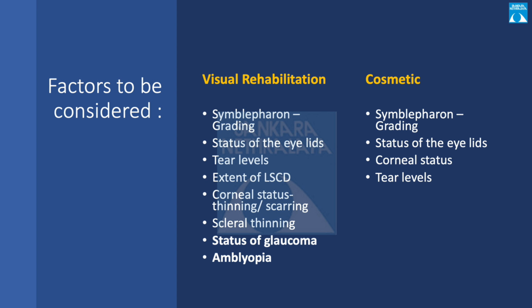Next, if we are dealing with a cosmetic intervention, in addition to knowing the grading of symblepharon, knowing the status of the eyelid for the same purpose, as we discussed, is important. Corneal status here again becomes extremely important to know whether there is any underlying ectasia or staphyloma, because inserting and placing a cosmetic contact lens or even the cosmetic shell might be an issue. Knowing the tear levels, how moist or dry the eye is, will further help in understanding how comfortable the patient would be using a cosmetic contact lens.